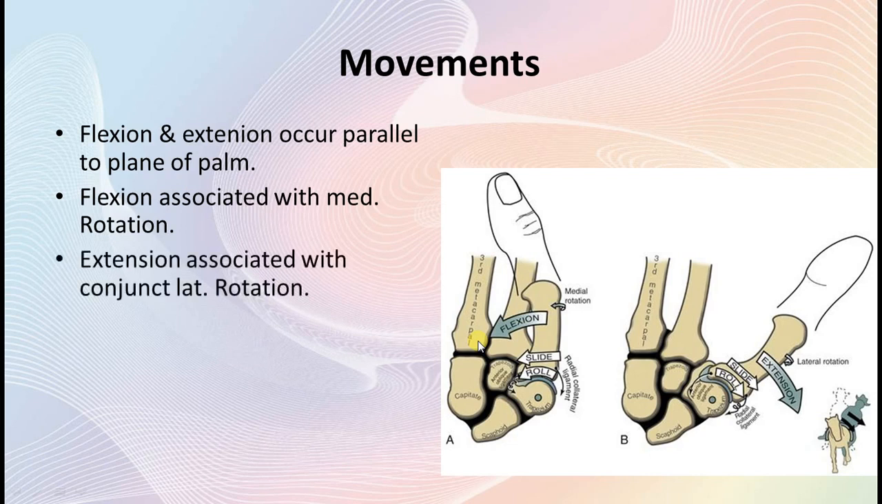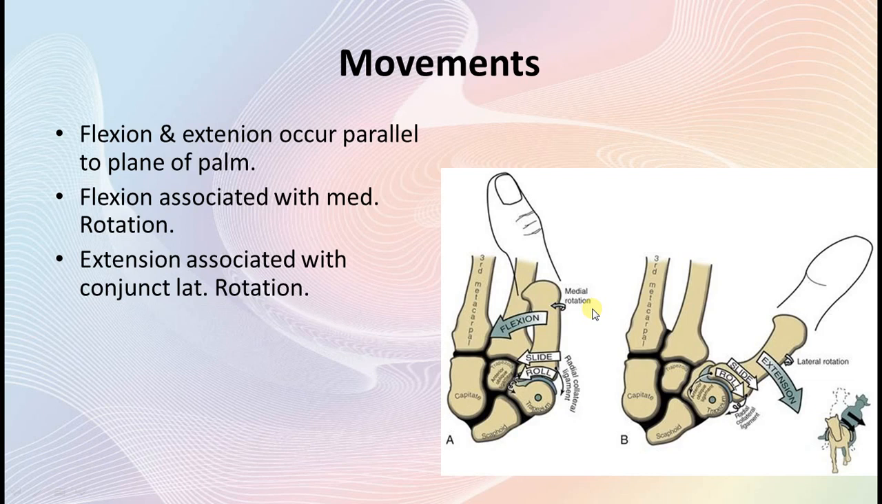Extension is associated with lateral rotation. Now how this actually takes place is, when you try to flex your thumb, the ligaments present from the trapezium to the first metacarpal, the palmar and dorsal ligaments, the palmar ligament becomes taut during flexion. When this becomes taut, due to the pull of the flexor tendons, the lateral part of the first metacarpal, which is free, rotates medially.